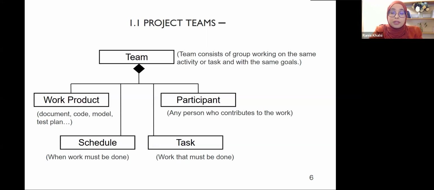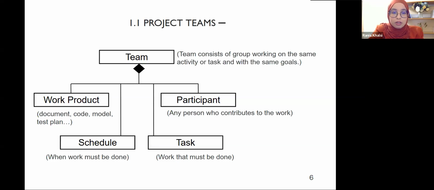And also you have your participant. So participant, as I just mentioned, is any person who can contribute to the work. Okay, so mainly this is what the team is. And by the way, just to let you know, this kind of diagram that I am using here to illustrate the composition of this team means that we read it like this: team is composed of these and these and these and these.